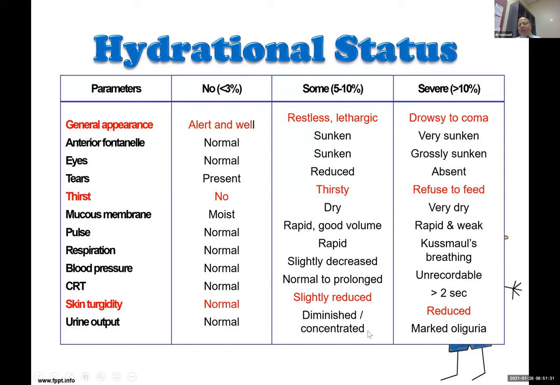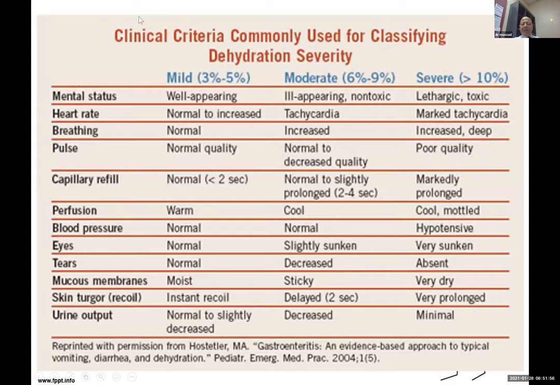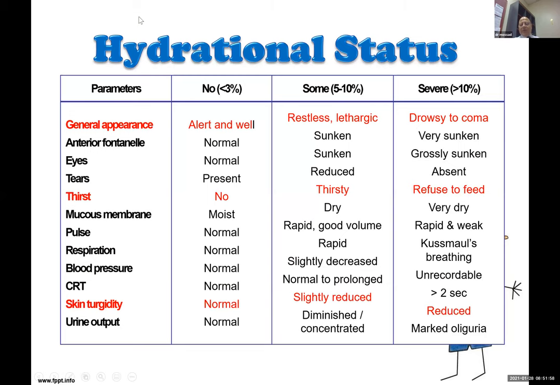And what about the concentration? Or the patient has marked oliguria, which is an ominous sign. Of course, don't forget the percentage of dehydration, which is less than 3%, I mean 3% of the body weight. So don't forget the weight here. Weighing of the child, especially if you have a recent record, will also guide us to the severity.